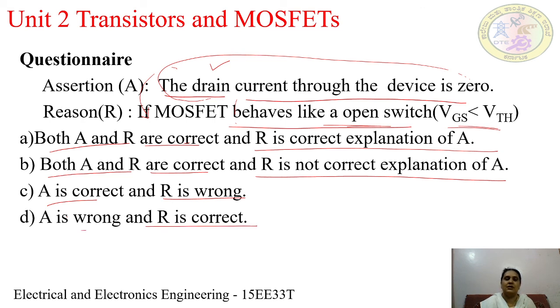So let us come back to the assertion. The drain current through the device is 0. The drain current can become 0 if I turn off the FET. So is it becoming 0 for the MOSFET as an open switch? Yes, it can become 0 for the MOSFET as an open switch. Then this option will be our A: both A and R are correct, and R is the correct explanation of A. So our answer is A.